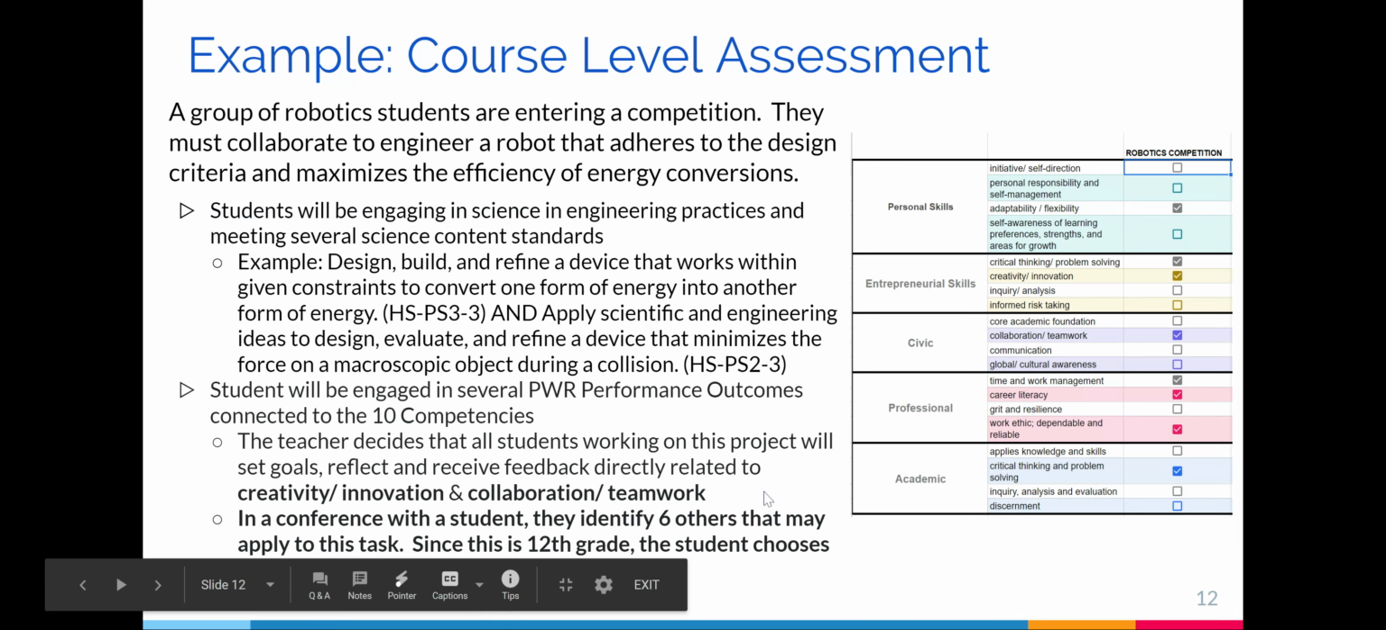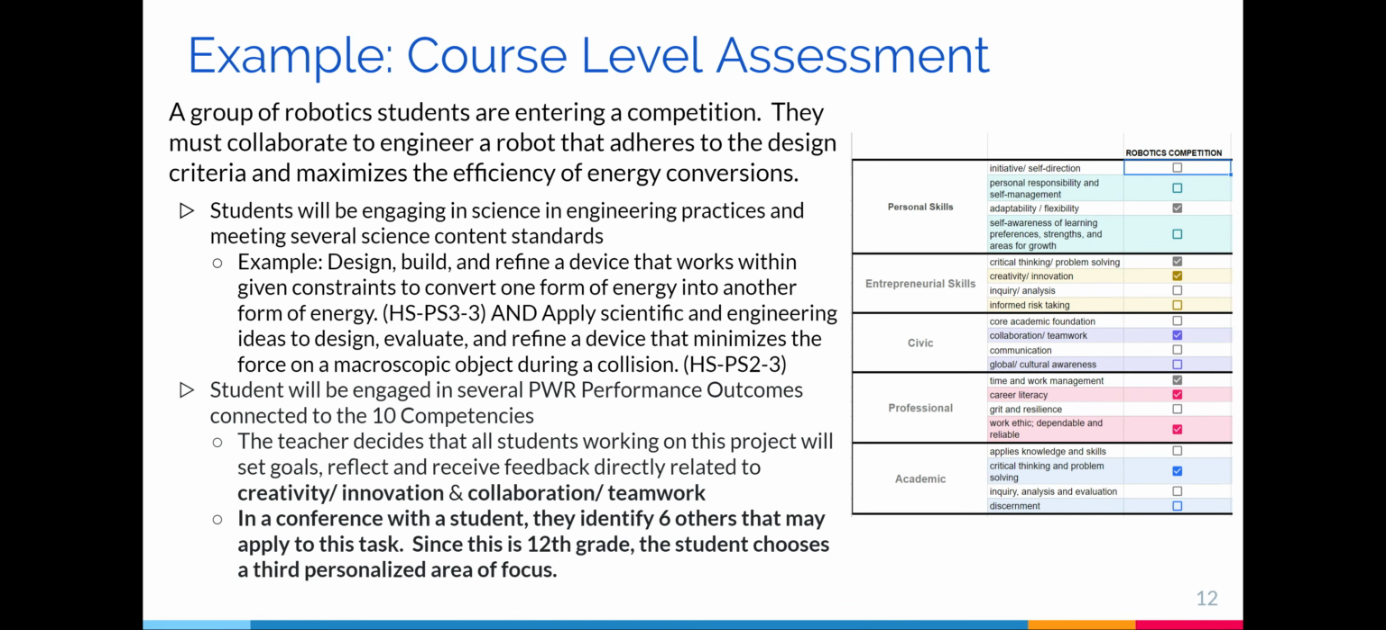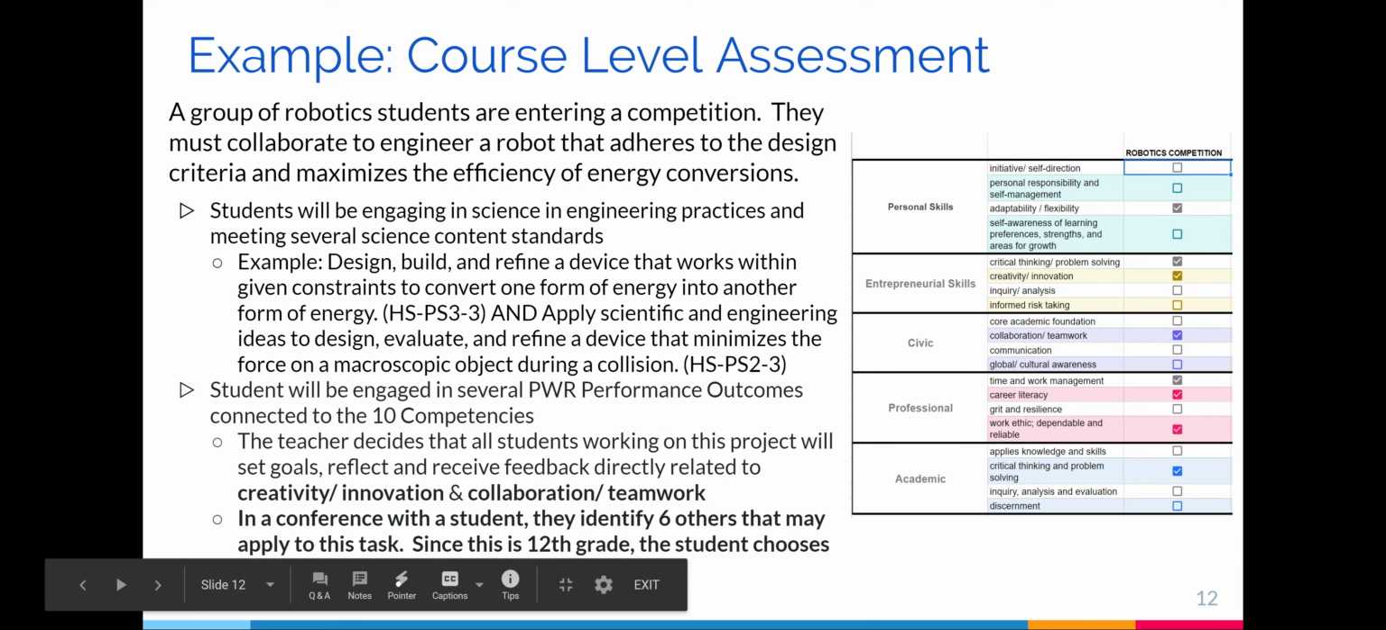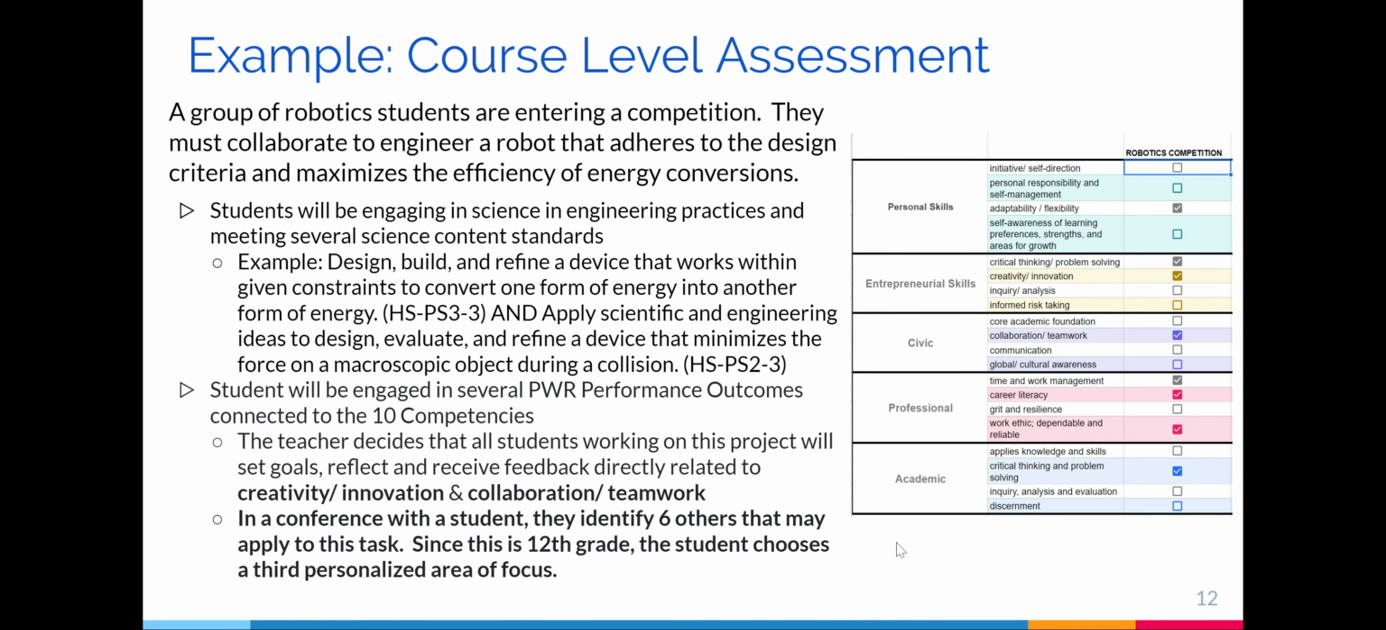An example of a course-level assessment might be a group of robotics students who are entering a competition. They must collaborate to engineer a robot that adheres to design criteria or maximizes the efficiency of the energy conversions. Students will clearly be engaged in specific science and engineering content standards. They will also be pulling on many of the 18 essential performance outcomes.